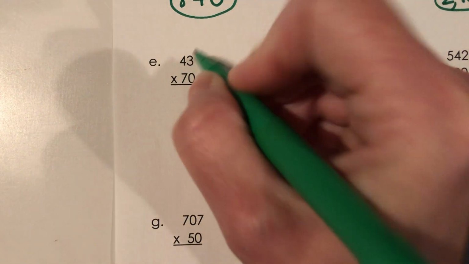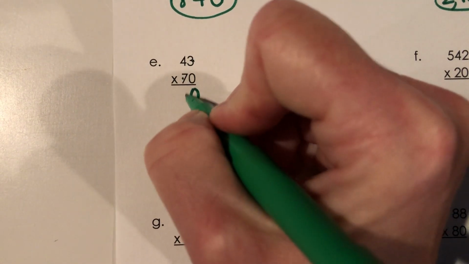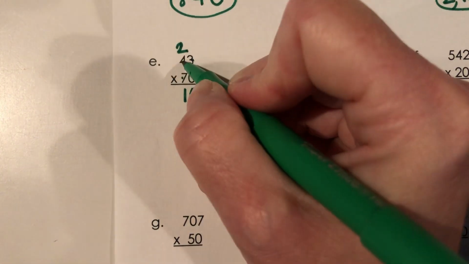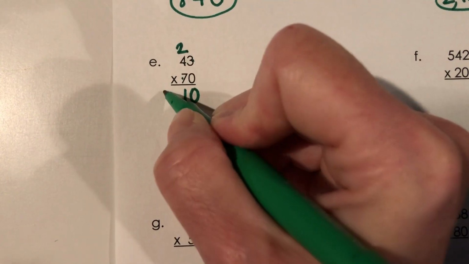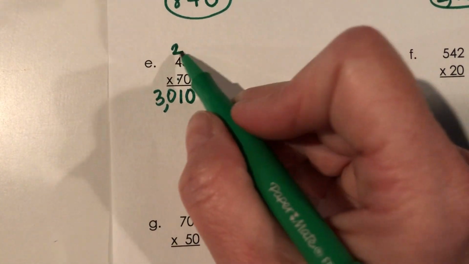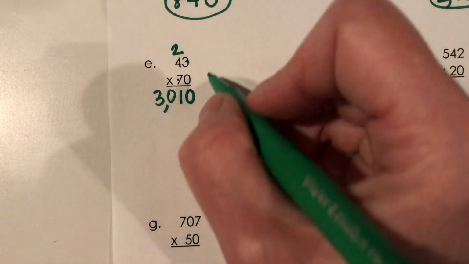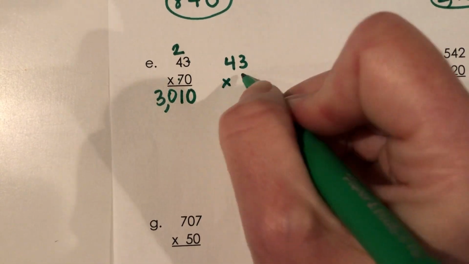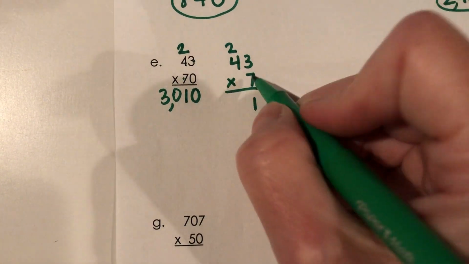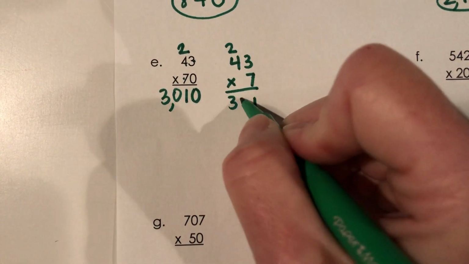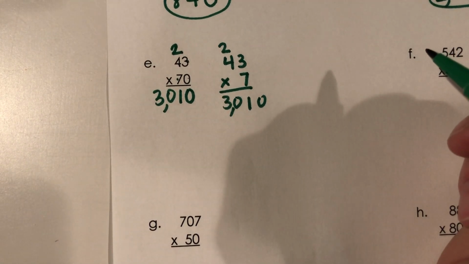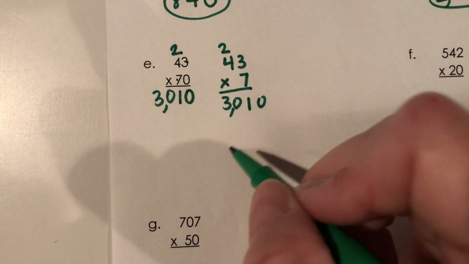Now I'm going to go ahead and say, okay, 7 times 3 is 21. And 7 times 4 is 28, plus 2 is 30. So I'd have 3,010 for my answer. If you don't like that, I would rather just rewrite this as 43 times 7. And 7 times 3 is 21. And 7 times 4 is 28, plus 2 is 30. And now I'm going to put my 0 in. Either one is fine. Either one will work, okay?